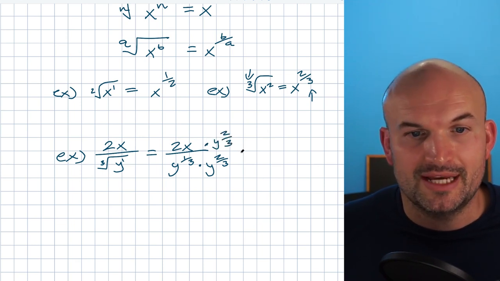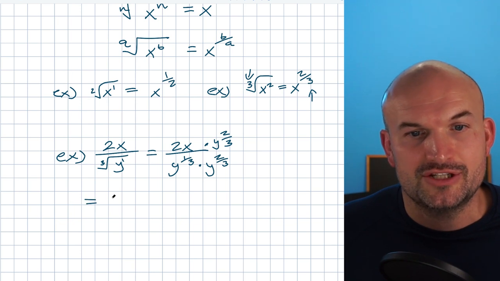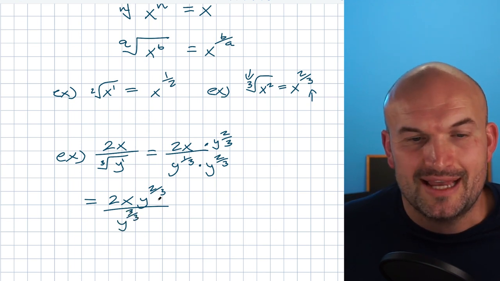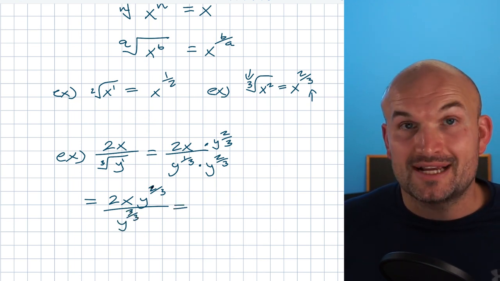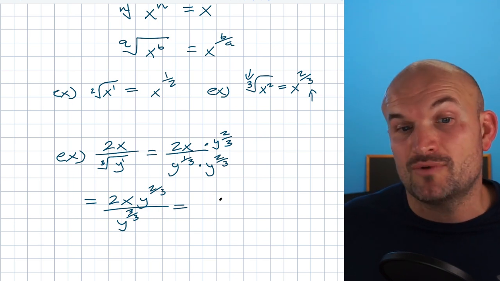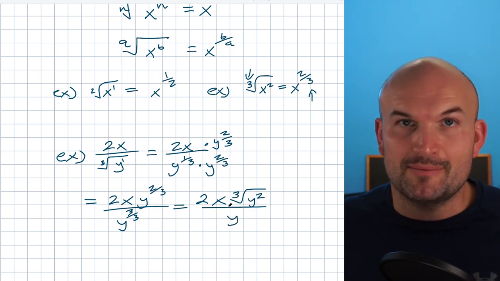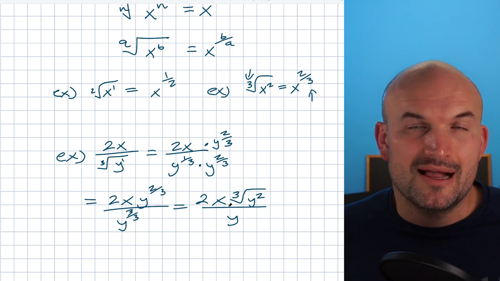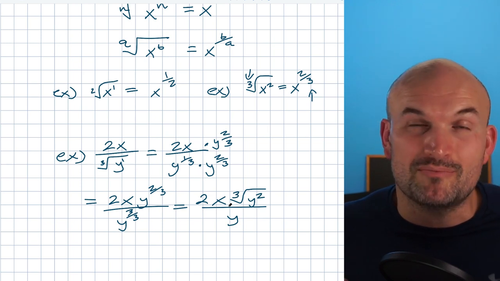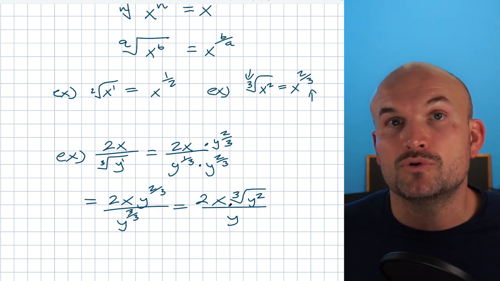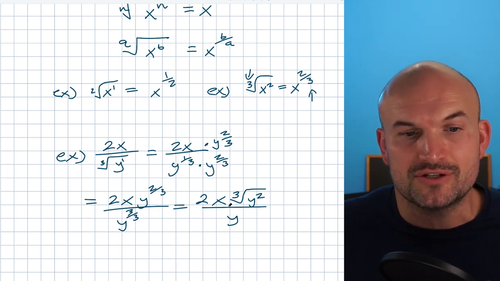So what that's going to do is, let's go and see, that will now give me a 2x y to the 2/3. And then my denominator would be y to the 3/3, which is technically y to the first power. Now what I can simply do is rewrite this back in radical form. So 2x, and that'll be the cube root of y squared all over y. So a lot of times keeping them as radicals is going to be the preferred choice, but also a lot of times using them as rational powers is going to allow you to work the problem differently using your rules of exponents. So sometimes it's beneficial, sometimes it's not.